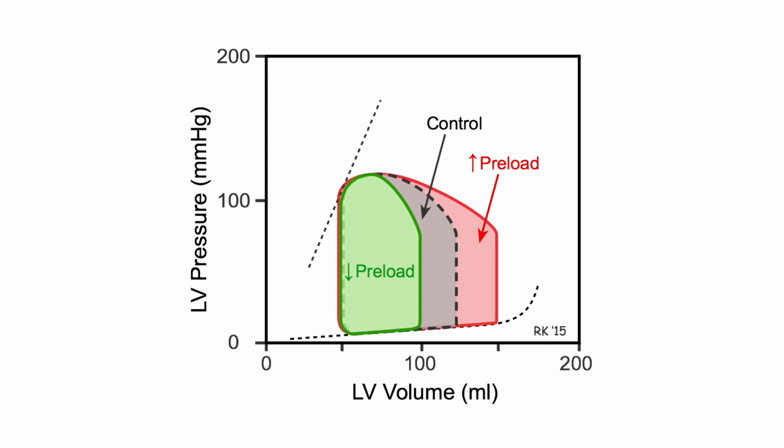So you can see this wider red loop here shows that you have a larger stroke volume with higher preload, whereas in the green loop, you have a lower stroke volume because you have lower preload.